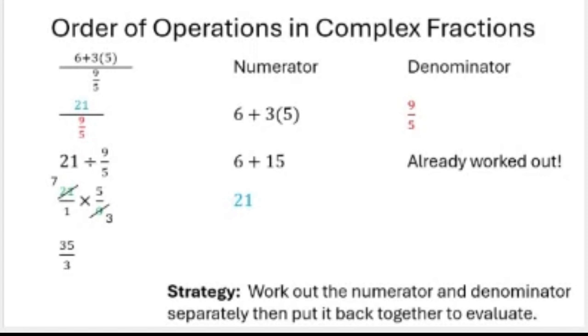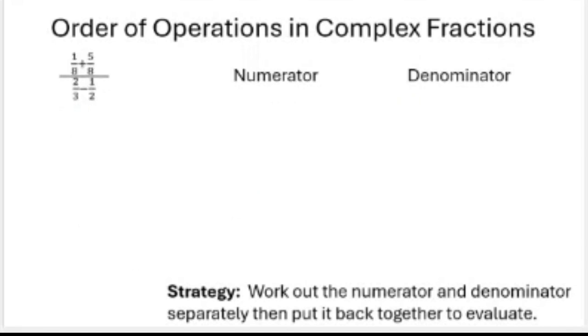And there you go. So we worked out the top and bottom. We put them back in. We did our division. Came up with an answer. Read the question carefully. The instructions, do they want 35 over 3 or 11 2/3? So, and then we had one more example.